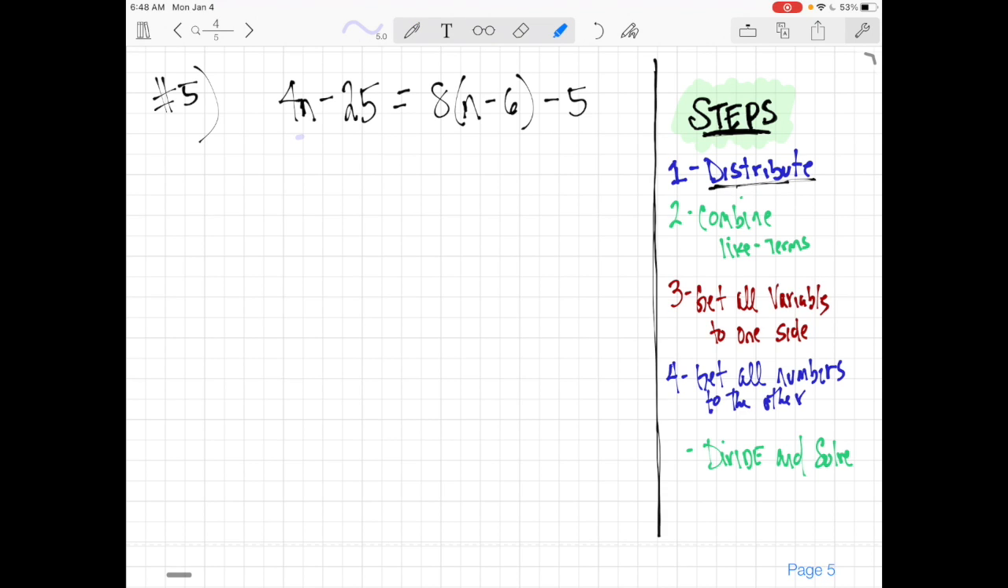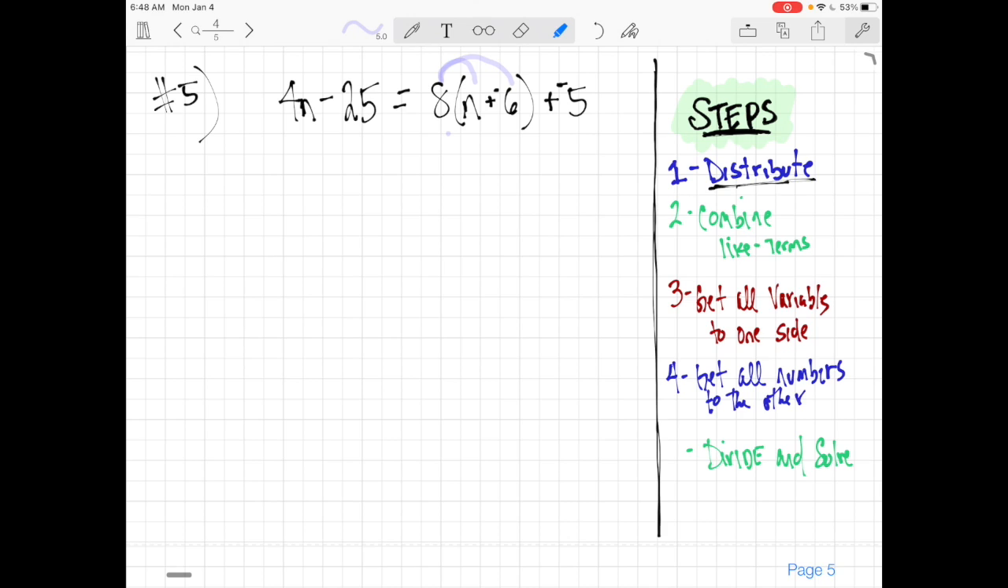So there's nothing to distribute on the left-hand side, but on the right-hand side we've got this 8. We can distribute this 8. So that means I'm going to multiply 8 times n and 8 times negative 6. And you know what? Let's just change this to plus negative so I remember that's negative. And let's change this one to plus negative as well. So back to our distribution.